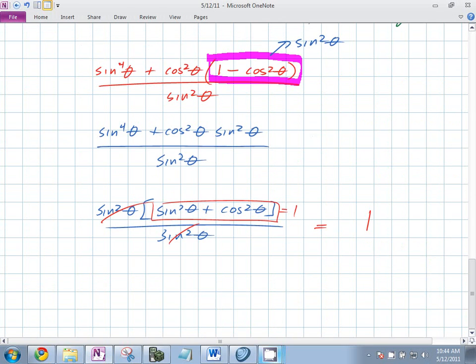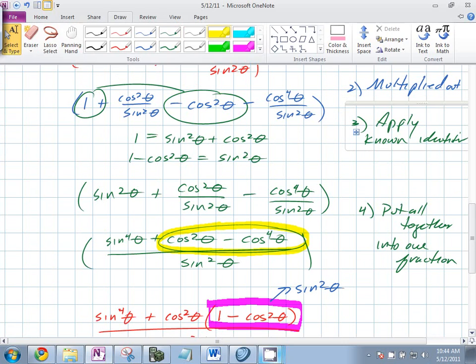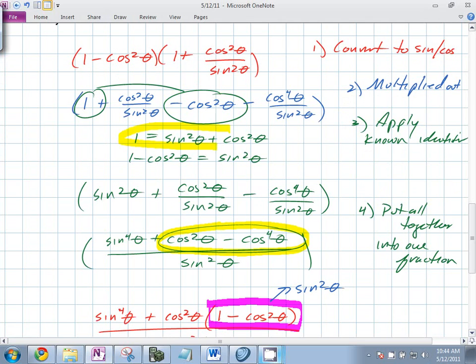Well, we ended up collapsing everything because we converted to sine and cosine, we multiplied it out, we applied known identities. What was really the only identity that we applied? Sine squared plus cosine squared is equal to 1. That's really the only identity we applied.